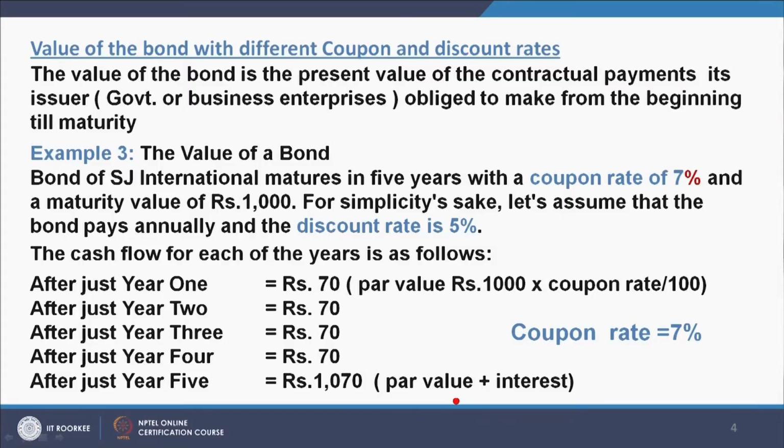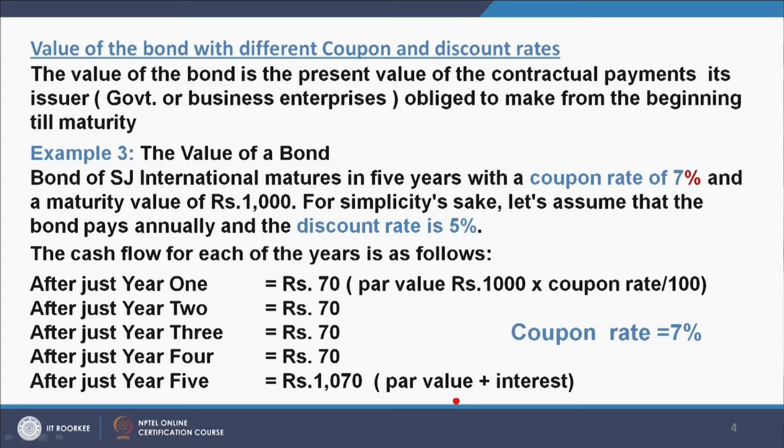Now, values of bonds with different coupon and discount rates. The value of a bond is the present value of the contractual payments its issuer, that is government or business enterprises, is obliged to make from the beginning till maturity. Now, to find out what will happen if the bond has different coupon and discount rates, we have taken example 3, the value of a bond.